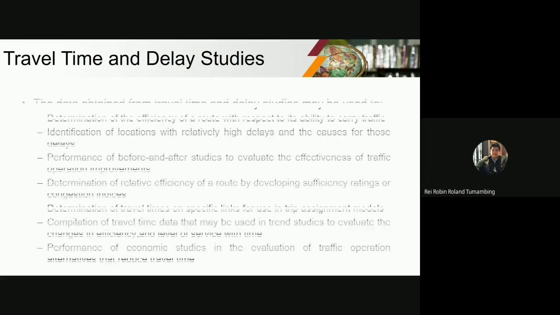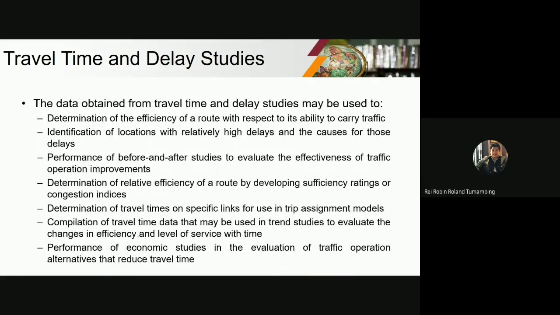Okay? The data obtained from travel time and delay studies may be used for determination of the efficiency of a route with respect to its ability to carry traffic. So this could be connected to the level of service of the road. We will be discussing level of service later on in the semester. Identification of locations with relatively high delays and the cost for those delays, as discussed earlier. Performance of before and after studies to evaluate the effectiveness of traffic operation improvements.